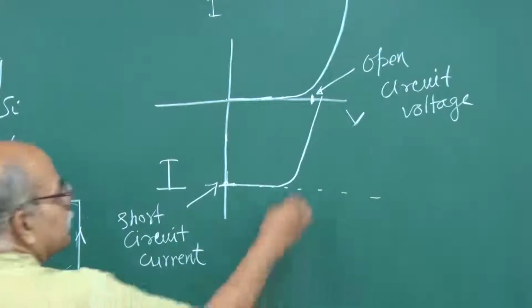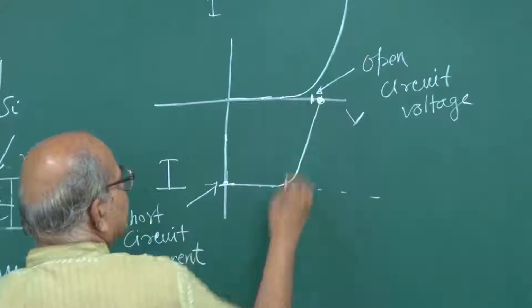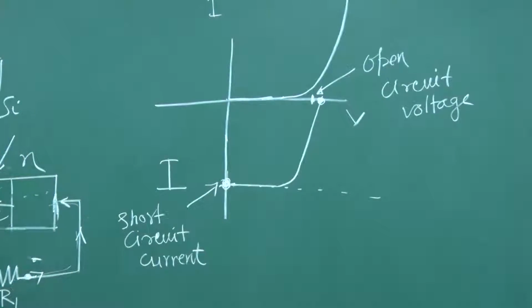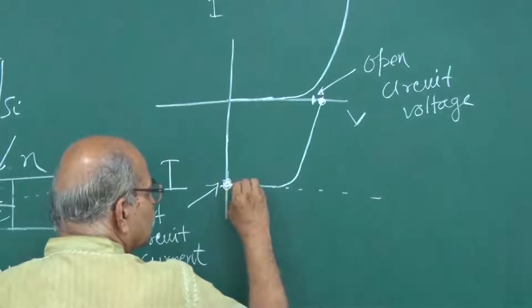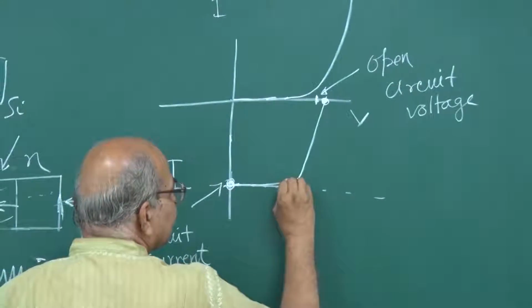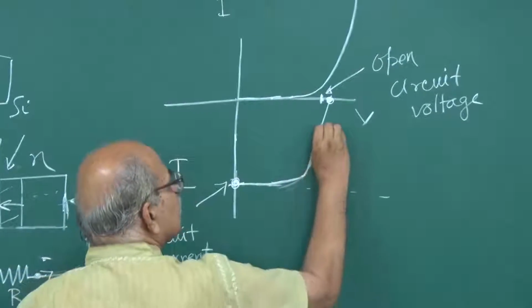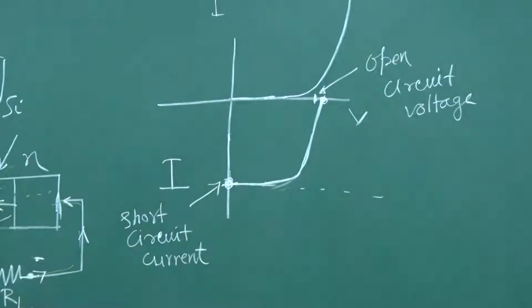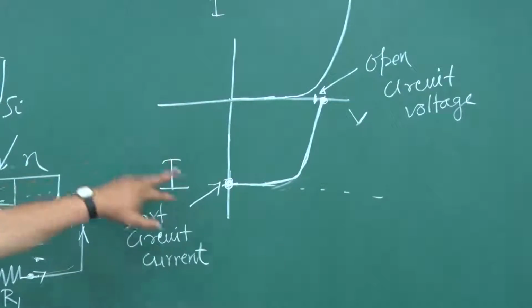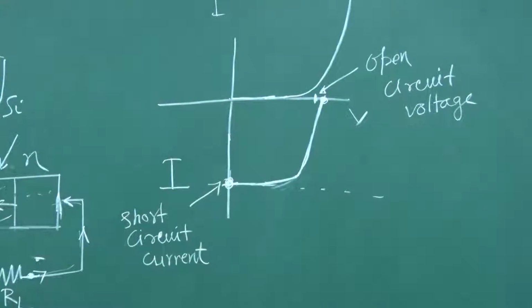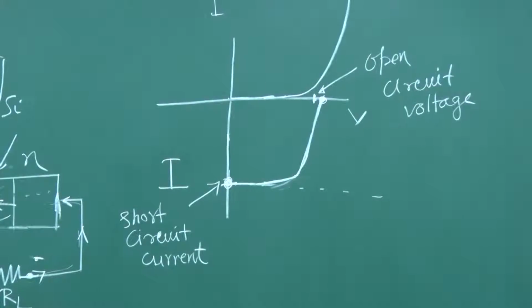Okay. So, here you have that open circuit voltage, here you have that short circuit current, and in between you have almost very slow variation, and then it turns and then it goes and it hits here. So, that is the kind of IV characteristic displayed by these solar cells.